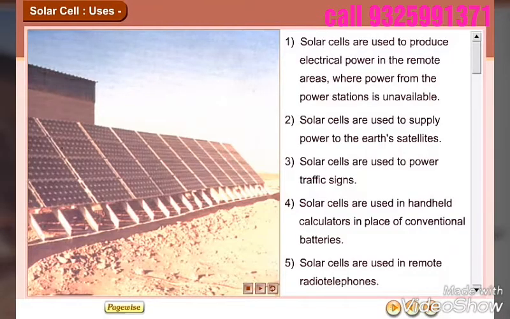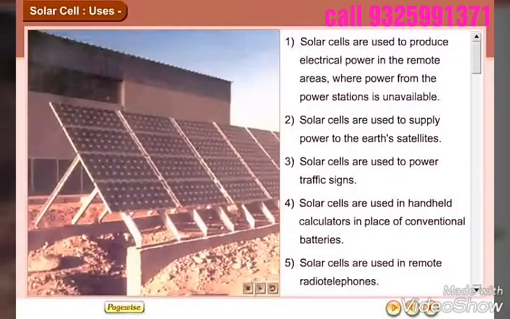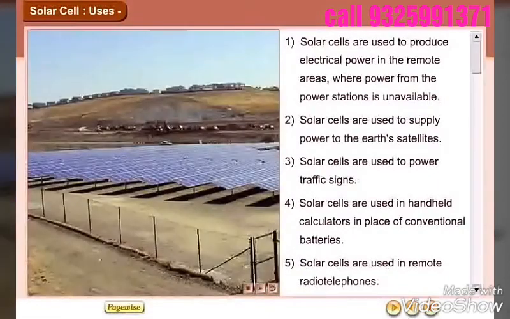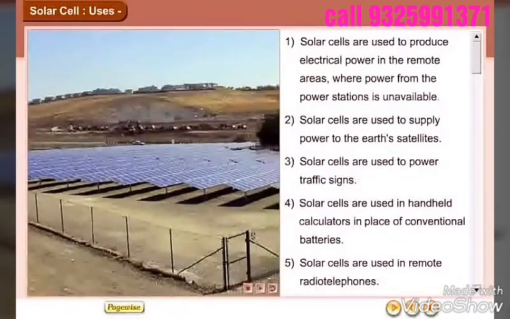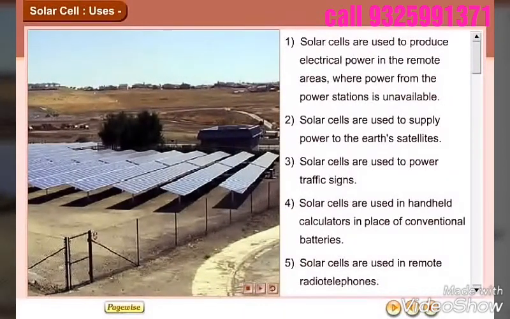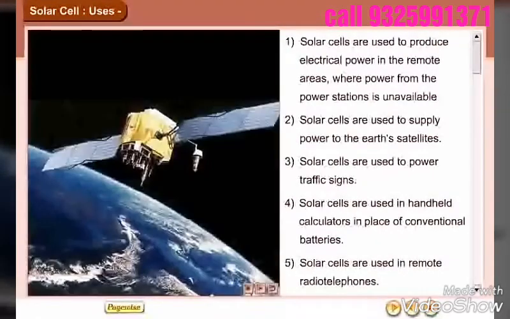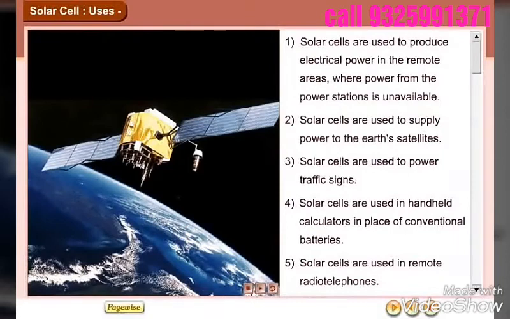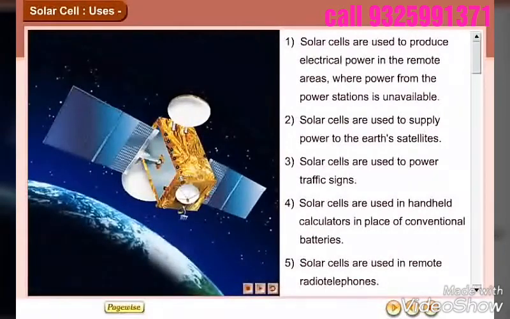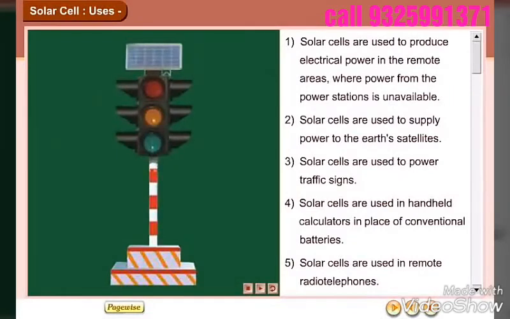Solar cell uses. Number 1. Solar cells are used to produce electrical power in remote areas where power from the power station is unavailable. Number 2. Solar cells are used to supply power to the Earth's satellites. Number 3. Solar cells are used to power traffic signs. Number 4. Solar cells are used in handheld calculators in place of conventional batteries.